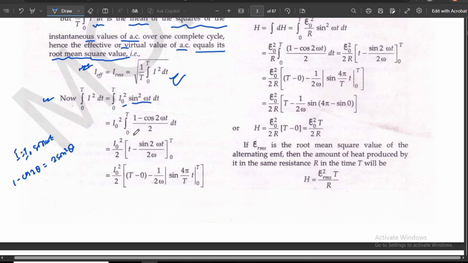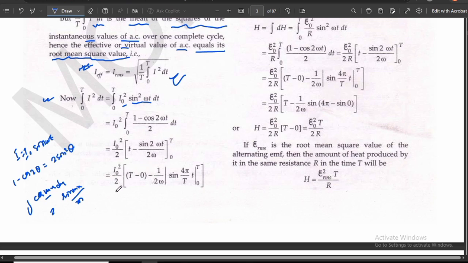Now in the next step, let's take 2 outside, so it will be I0 square by 2 and integration of 1 minus cos 2 omega t dt. Now integration of dt is t, and integration of cos 2 omega t dt will be sine 2 omega t divided by 2 omega, since integration of cos mx dx equals sine mx by m. So in this case it is sine 2 omega t by 2 omega, and the limits are 0 to T.